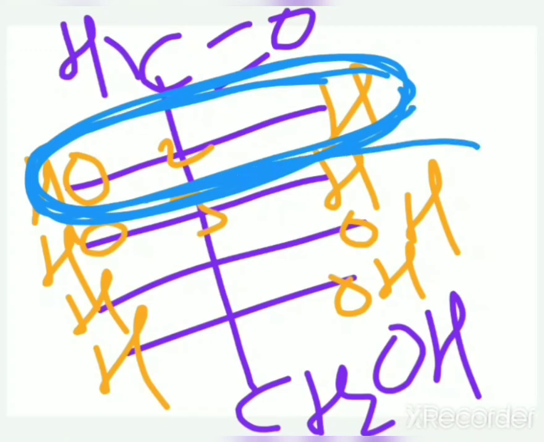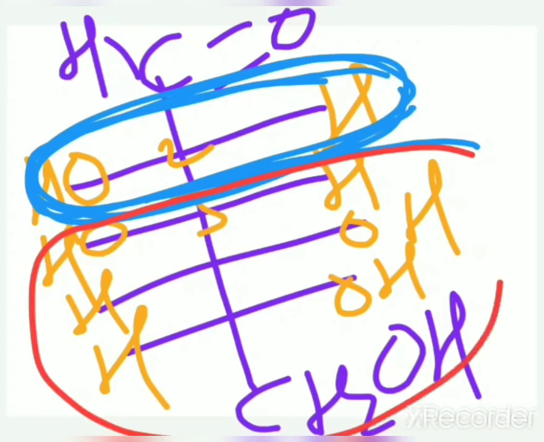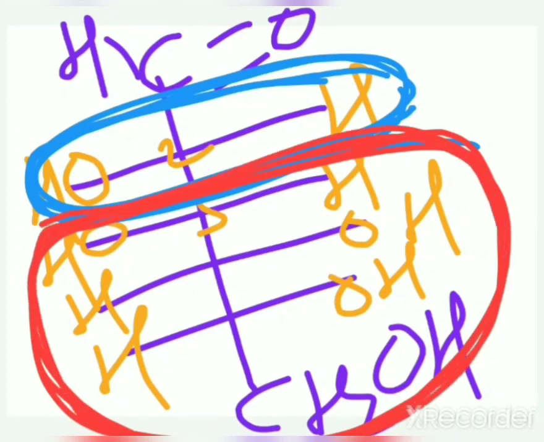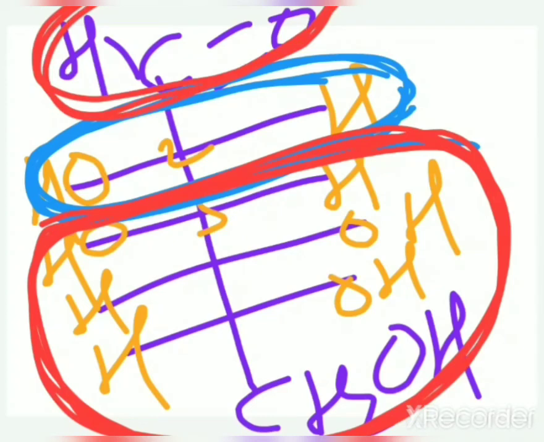This part is kept constant in D-mannose and D-glucose. This is the same. This part is the difference between glucose and mannose. That is the main difference between glucose and D-mannose.